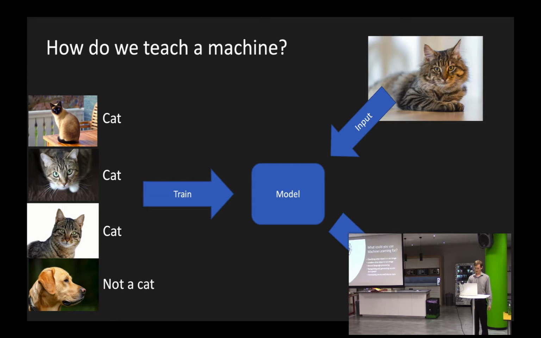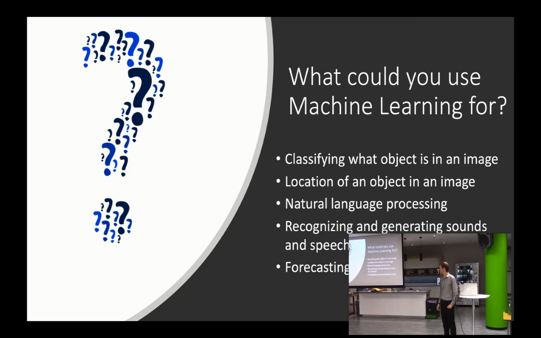So that seems really cool. What can we use machine learning for? Well, as a developer, you might use it for classifying objects in an image. Like the previous slide, you've got a picture of a cat. You want the machine to be able to tell you, this is a picture of a cat. Maybe the location of an object in an image, so where is that cat in the image? Maybe you want to crop out the background or something. Natural language processing, which is things like chatbots, or understanding natural human language. Recognizing and generating sounds. So when you tell Alexa that you want it to do something, Alexa needs to be able to understand what you're actually saying.